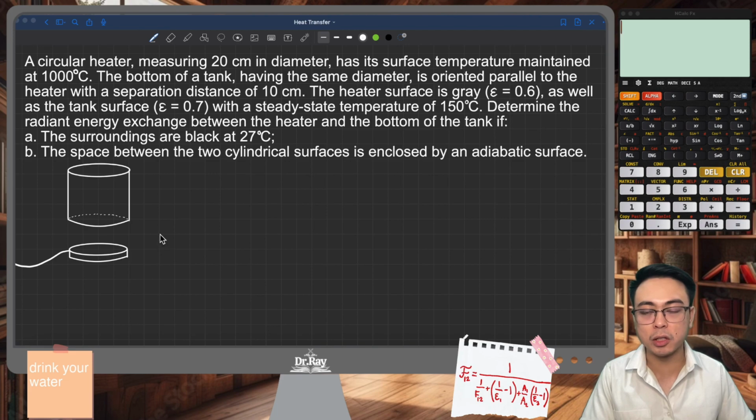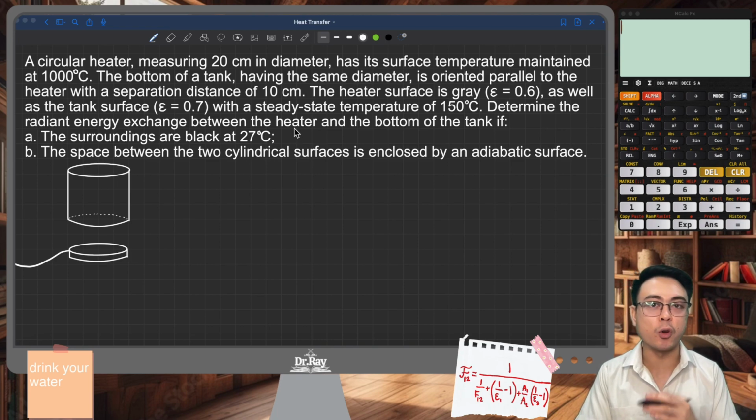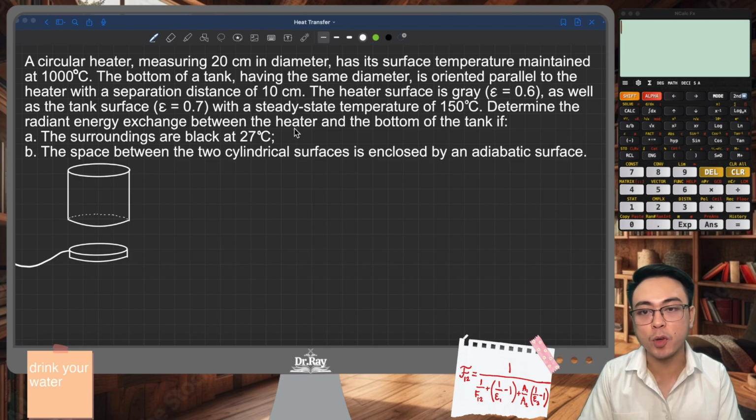We are going to assume that the surroundings is a black body at 27 degrees Celsius. That means that your surroundings will be totally absorbing of any incoming radiation.